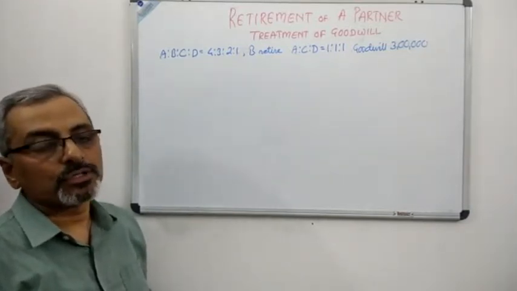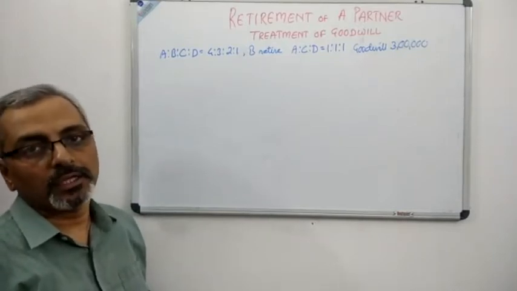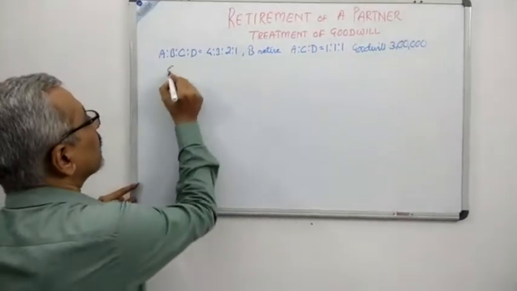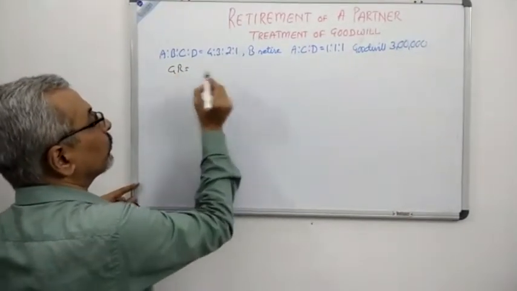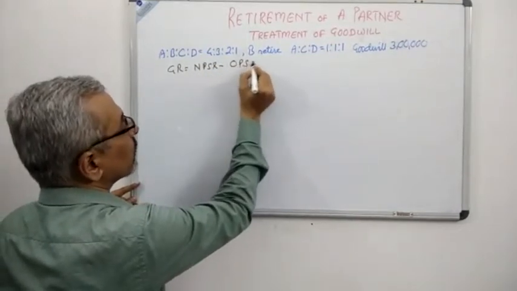So we'll have to find out the share of goodwill of the retiring partner B, but first we have to find out the gaining ratio. Now let us find out the gaining ratio. Always write the formula, don't forget it. New profit sharing ratio minus old profit sharing ratio.